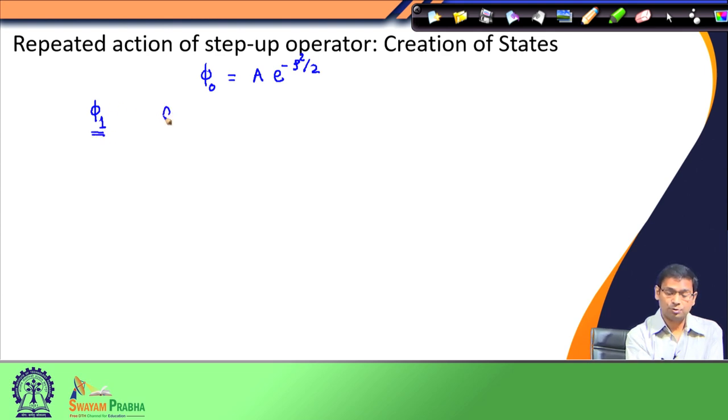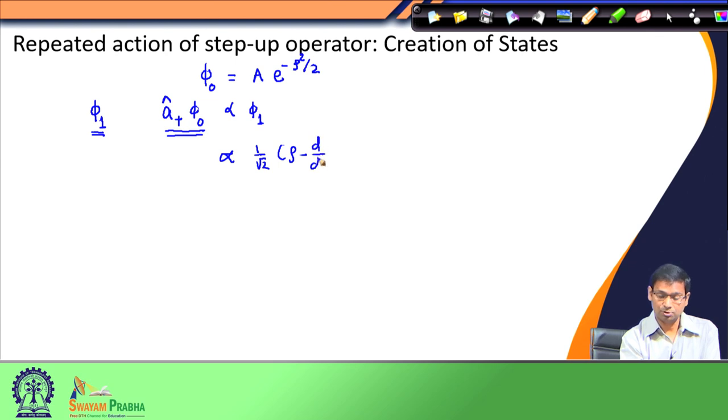To obtain phi 1, what we will do is apply this step up operator a plus on phi 0, and this we know is proportional to phi 1. When a plus, the step up operator, acts on the phi 0 function, it gives me phi 1. So, I know the functional form of the a plus operator. Let us do this. So, this is proportional to 1 over root 2 times rho minus d by d rho, this is the a plus operator in dimensionless coordinate, acting on phi 0. Instead of writing phi 0, I will use its functional form. So, I have a, which is a normalization constant, I am keeping that constant here and writing down e to the power minus rho square by 2.